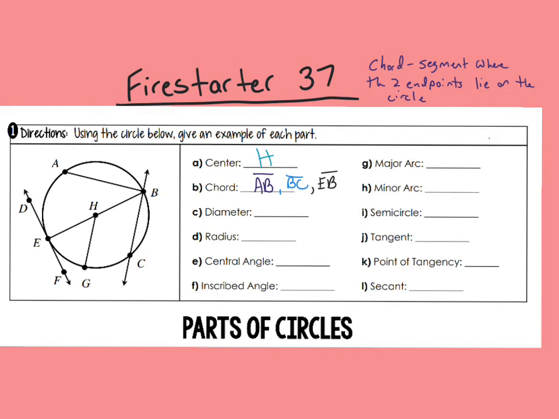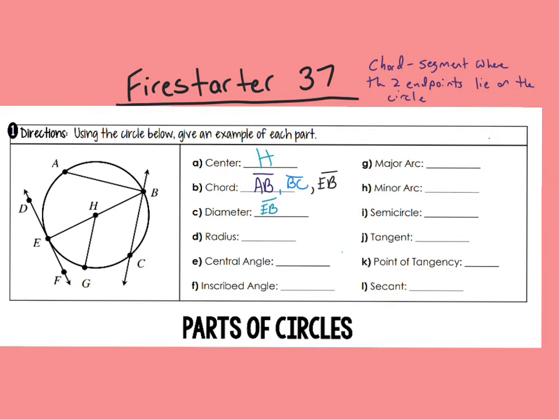Diameter. It's basically a chord that must go through the center. So two endpoints on the circle, and it goes through the center. So a diameter is two endpoints on the circle, and it must go through the center. So that is the only one, EB, because H is the center. All right.